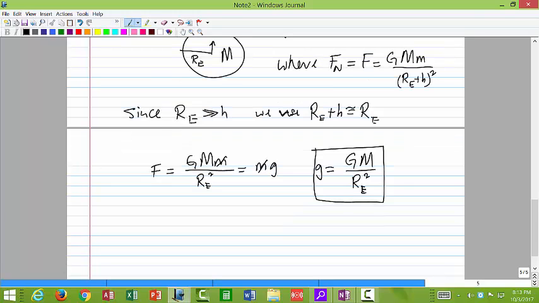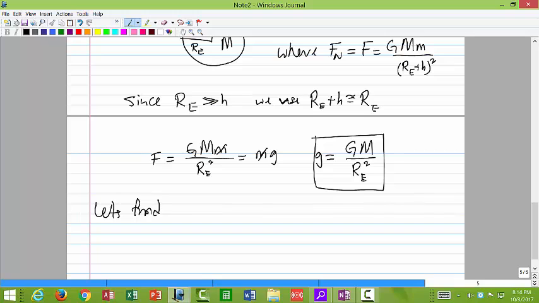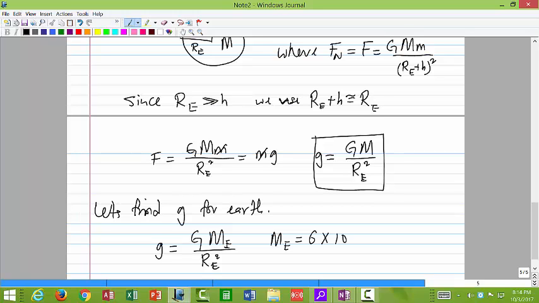So we can do that for the Earth. Let's find g for Earth. Can you find the acceleration of gravity of the Earth? So this will be the mass of the Earth over the radius of the Earth squared. The mass of the Earth is about 6 times 10 to the power 24, sorry, 24. 6 times 10 to the power 24 kilograms.